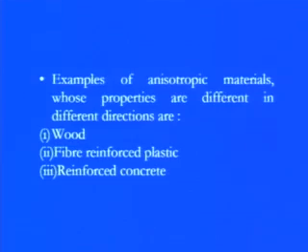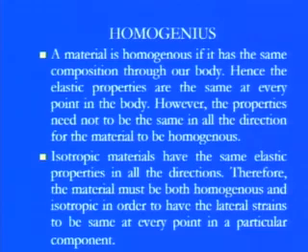So these are 3 examples which exhibit different material properties in different directions. This was the first property, a very common and very popular property, the isotropic property. Then the next property is the homogeneous property. Homogeneous means it is a kind of homogeneous mixture.